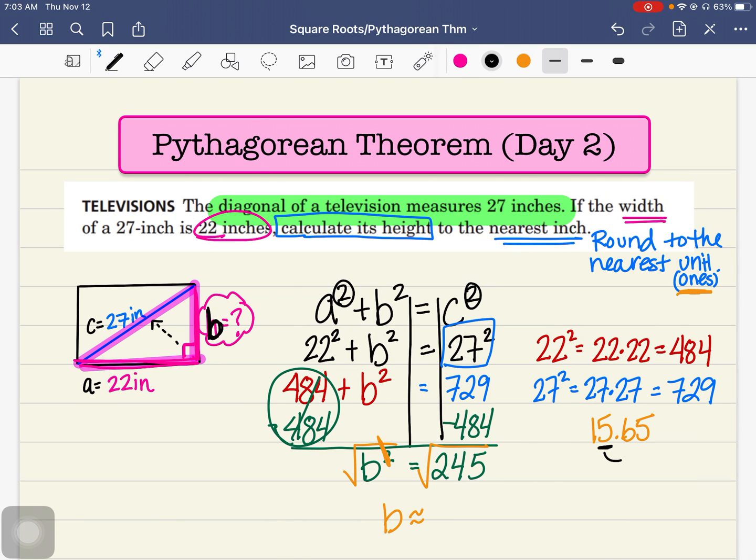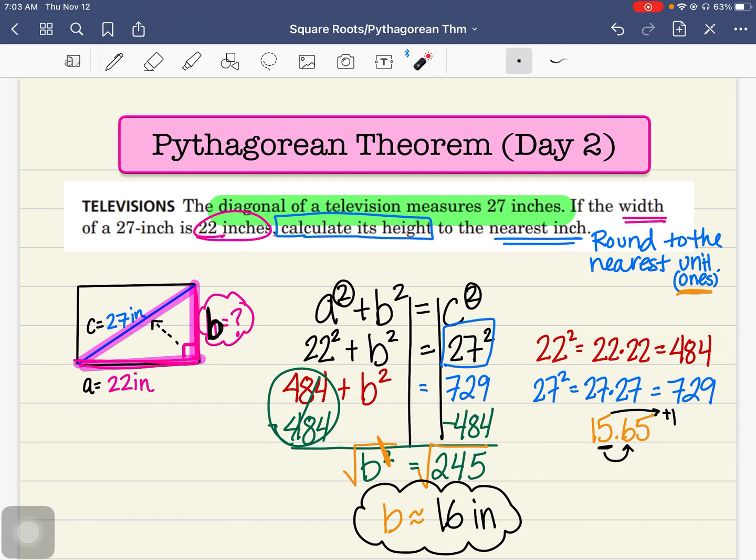And I'm going to look at the number that comes after it, even if it's after the decimal point. This 6 here is bigger than 5, so this 5 that we underlined gets bigger by 1. So this is going to be about 16 inches, and that's going to be our answer. Yeah, so 16 inches. So that's the answer to this first one.